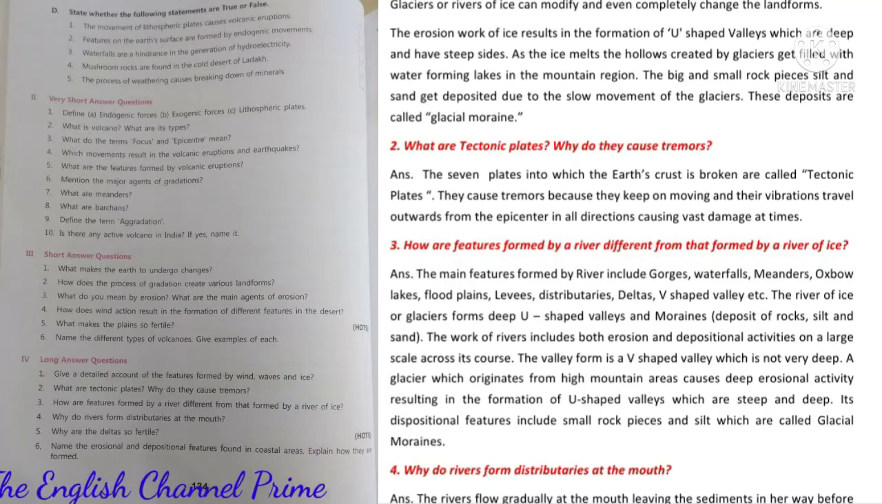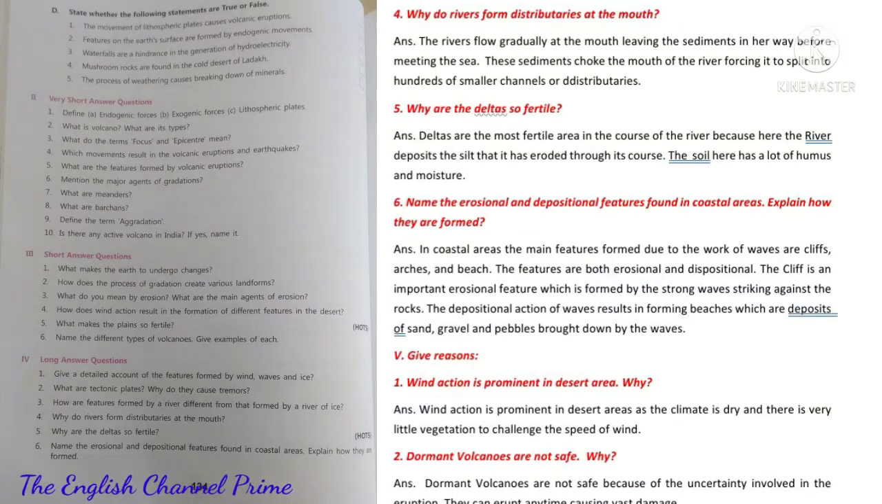Fourth question. Why do the rivers form distributaries at the mouth? Answer. The rivers flow gradually at the mouth, leaving the sediments in their way before meeting the sea. These sediments choke the mouth of the river, forcing it to split into hundreds of smaller channels or distributaries. Done.